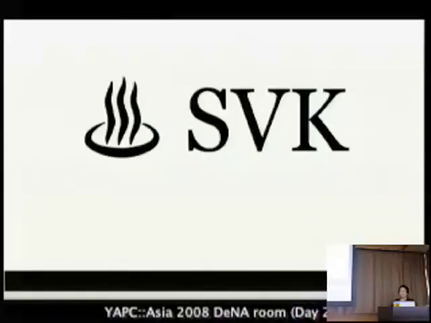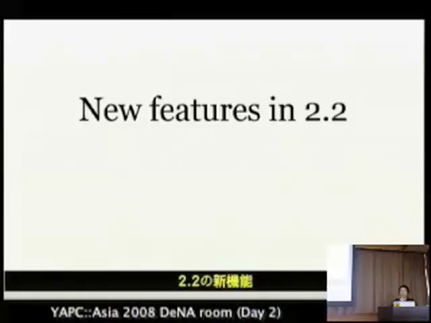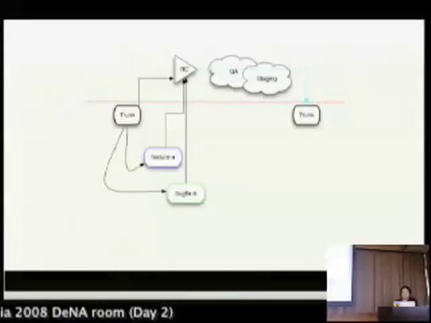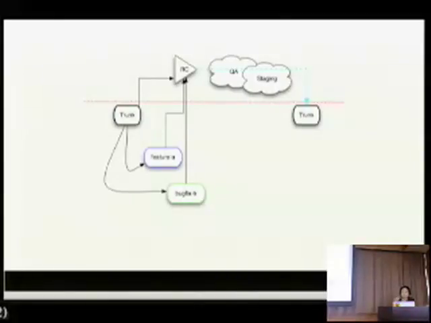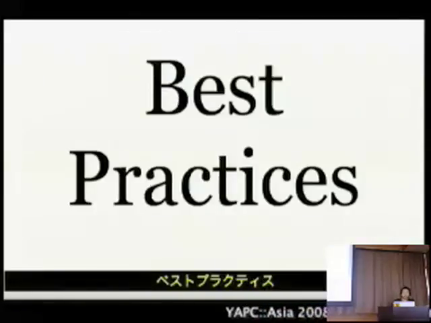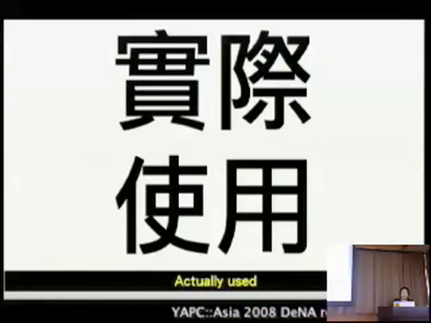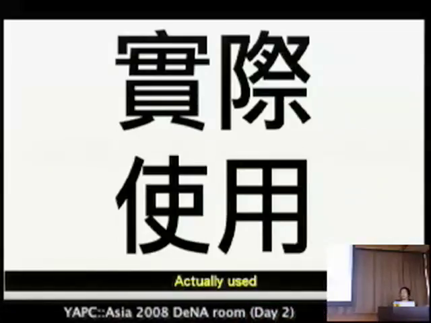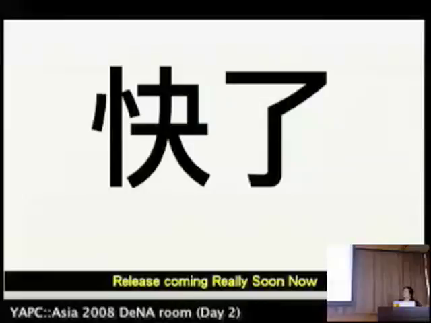Right, so I'm going to talk about SVK today, the new features, most importantly in 2.2, branch management. And I'm going to briefly talk about a suggested best practice for managing a project and then creating feature-based development cycles using the new feature, which is really, really easy. So, development process and deployment process. The process is actually being used in different places, and so you'll see the suggested one. And it's really coming soon.